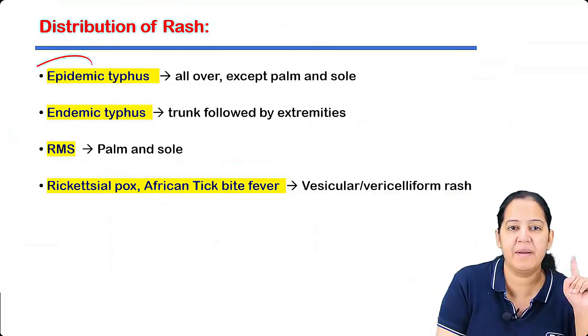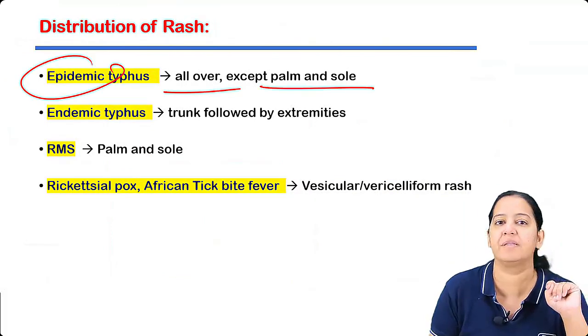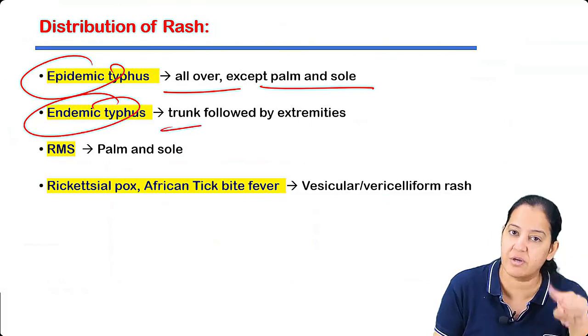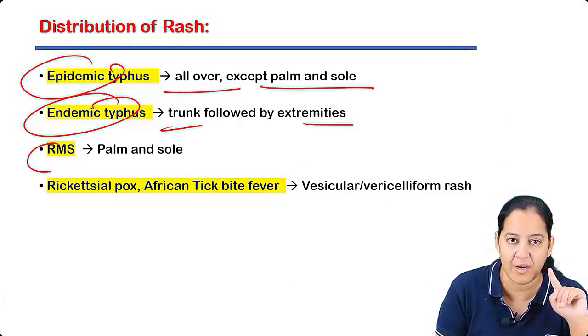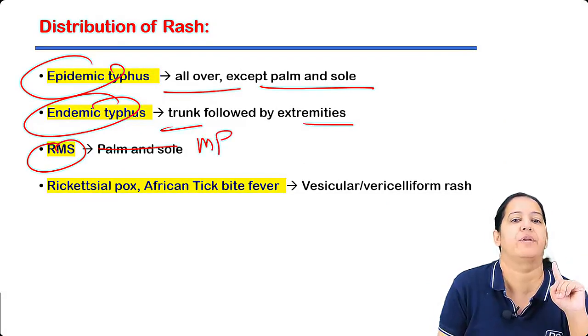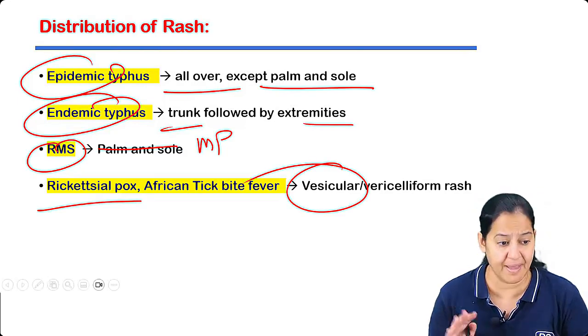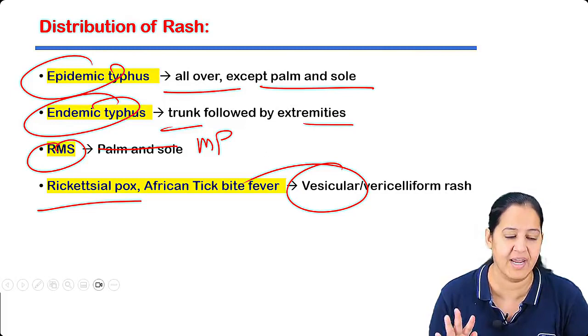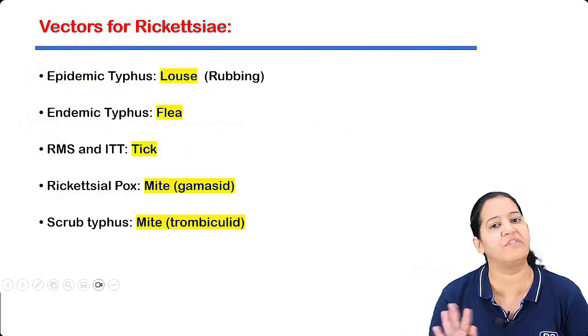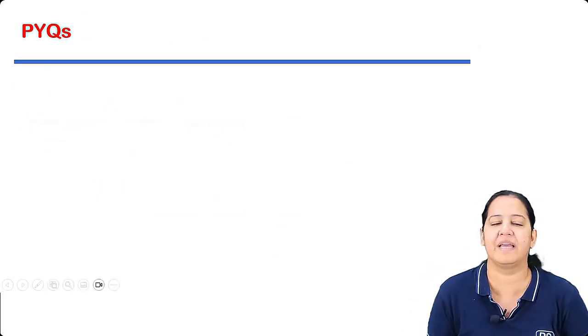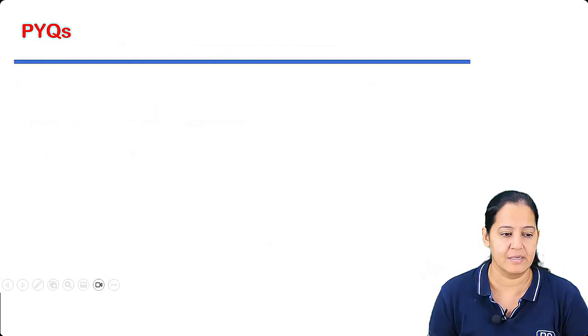So in epidemic typhus, rash is everywhere except palm and sole. In endemic typhus, rash is on the trunk followed by extremity. In RMSF, the rash is maculopapular. And in rickettsial pox, it's vesicular. Say yes, say yes. I will make the table, but समझ में तो आता जाए. Then you have to ultimately learn the table. सिर्फ table learn करना है. Vectors हमने सबके देख लिए. ठीक है? Say yes.